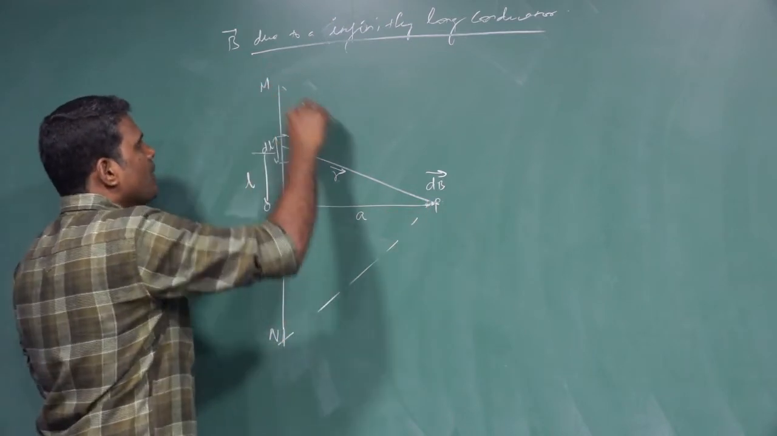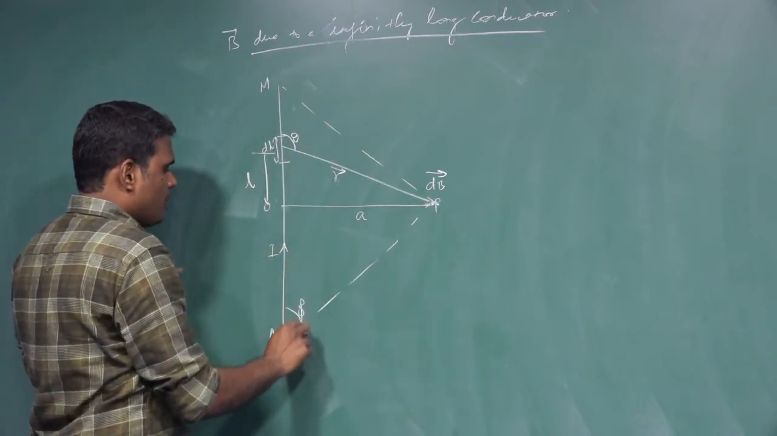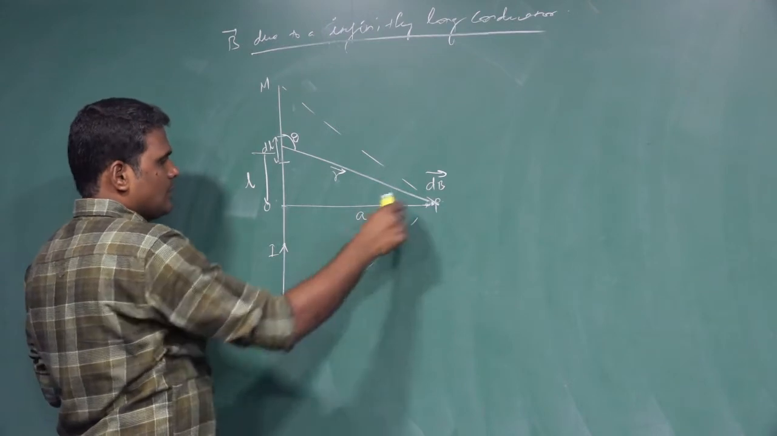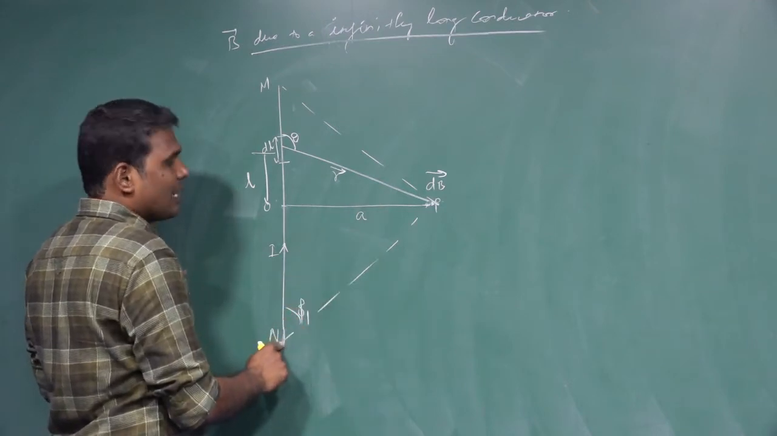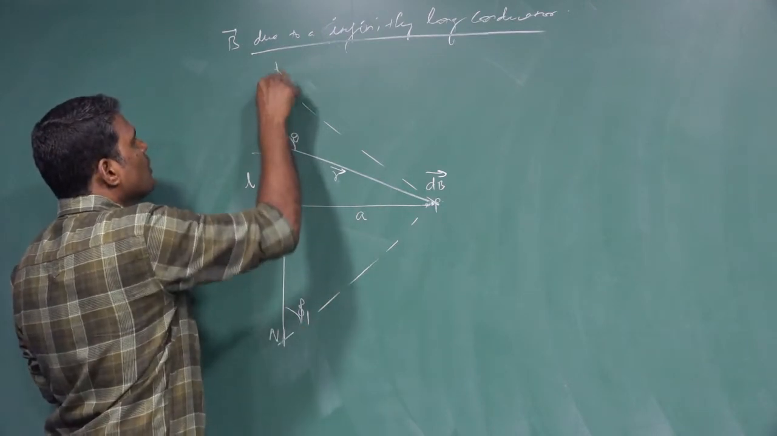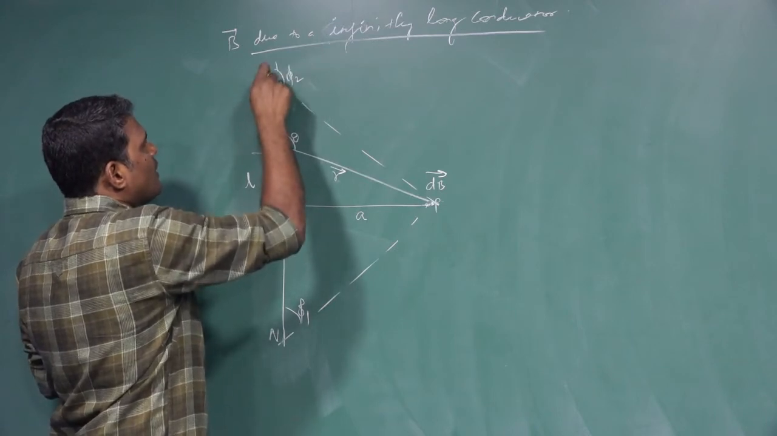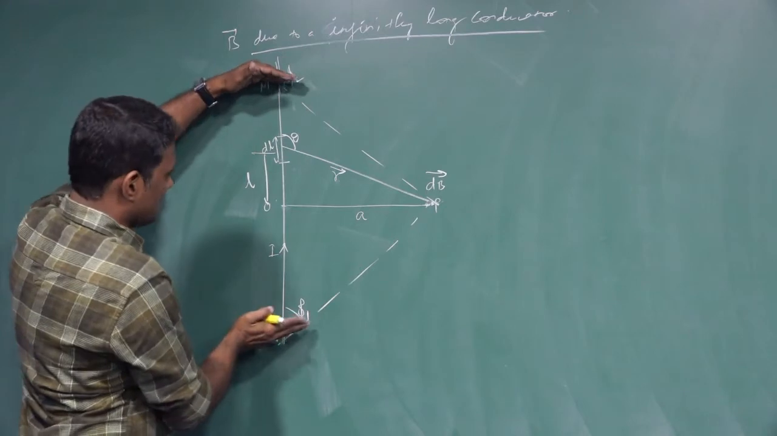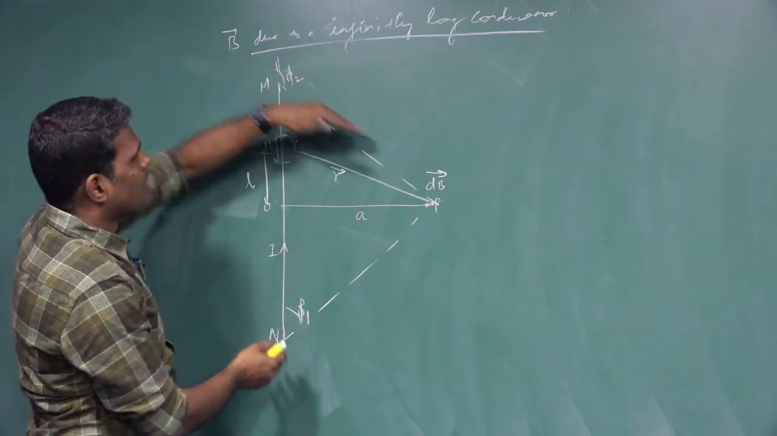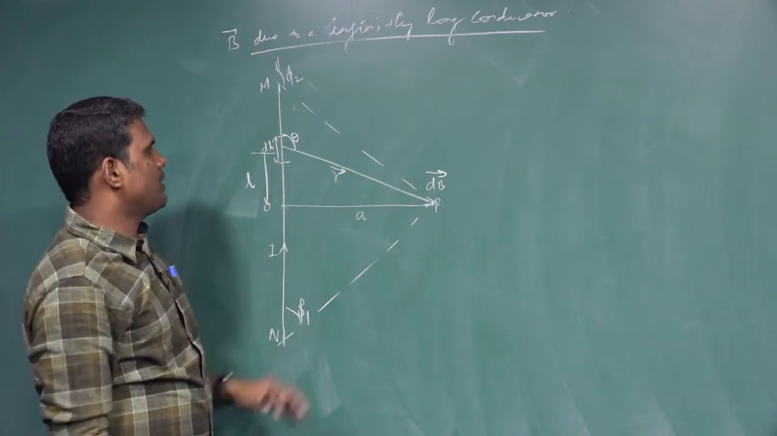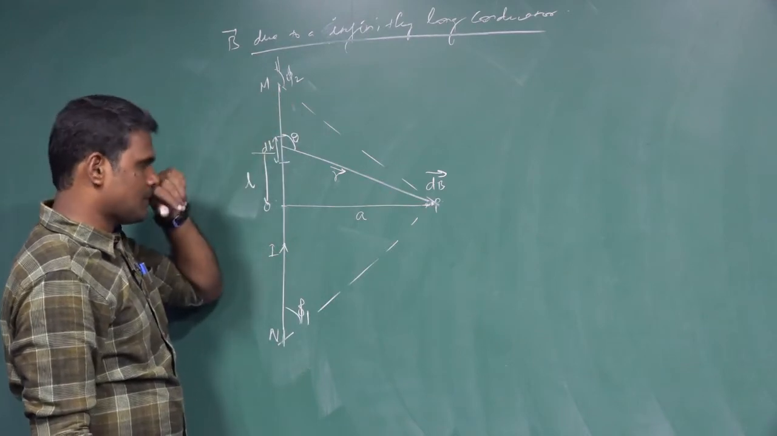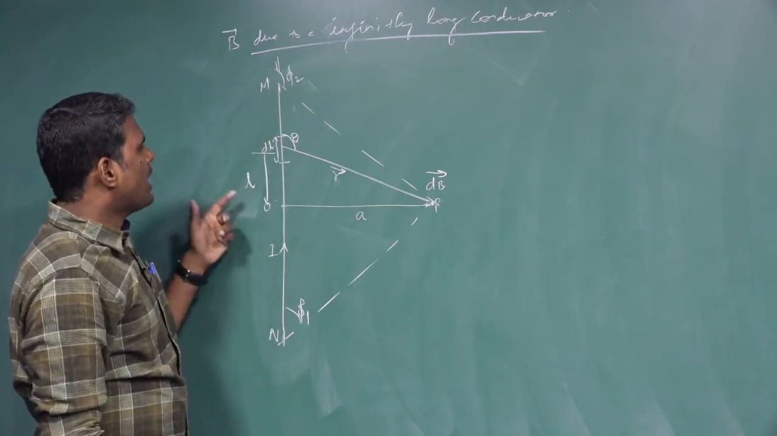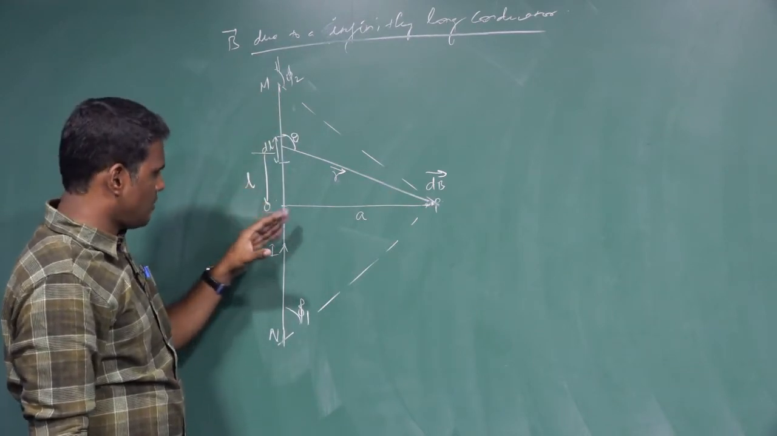Let us say phi1 be the angle made here at the end N of the conductor, and phi2 be the angle made at the end M of the conductor. Then I have to determine the magnetic induction between these two ends M and N at the point P. So we are considering this. The magnitude of everything is represented here.